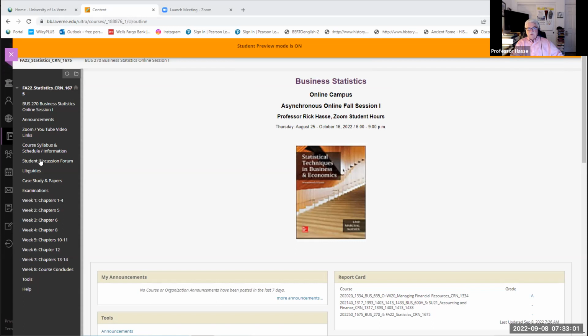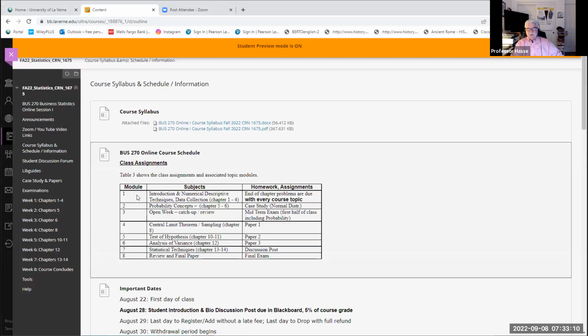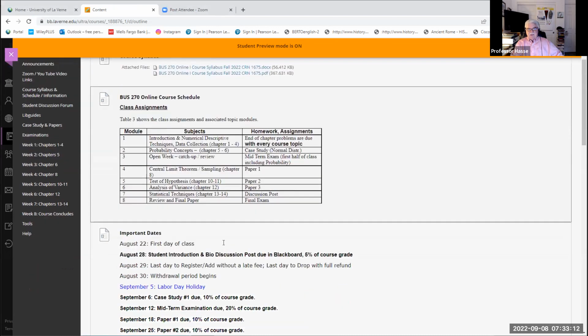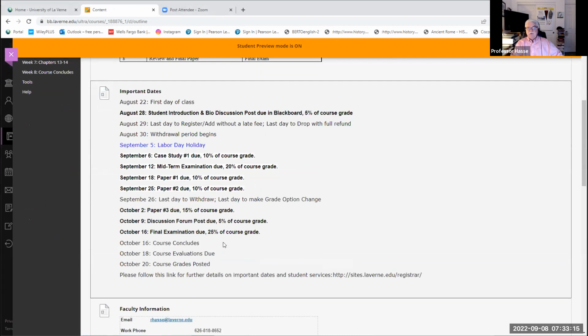Well, if you go to your course syllabus and schedule and information, you click on and you go to that area, and you'll see a brief macro view of our course, but then the important dates are right here, right underneath it, when things are due. Naturally, some of it are academic withdrawal dates, course concluding dates, evaluation dates, but also the dates of the problems and work that we will be doing in this class. For example, last week we had case study number 1, which you all posted. This week we have the midterm examination, which is due on September 12th. And it's 20% of your course grade.